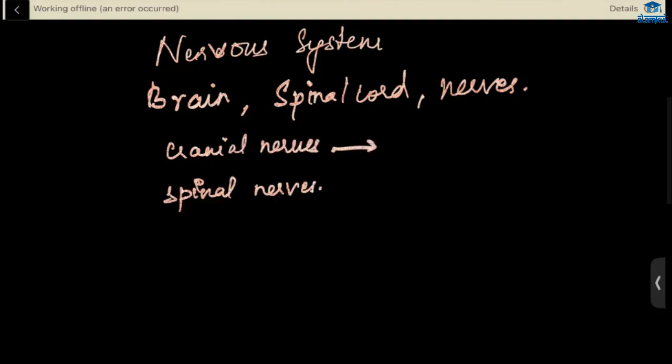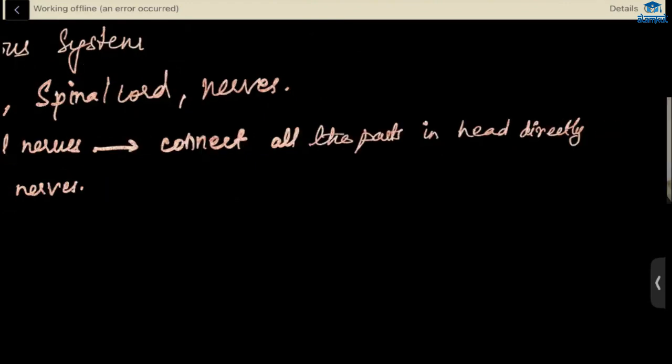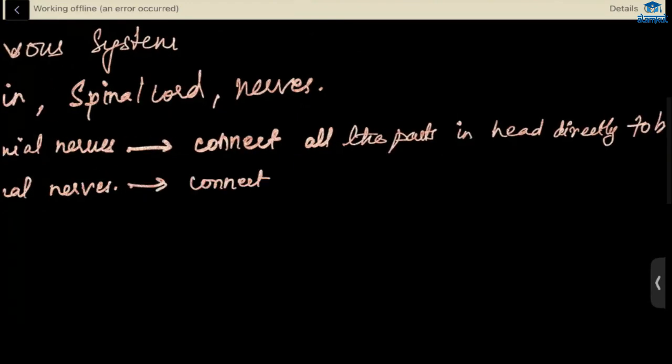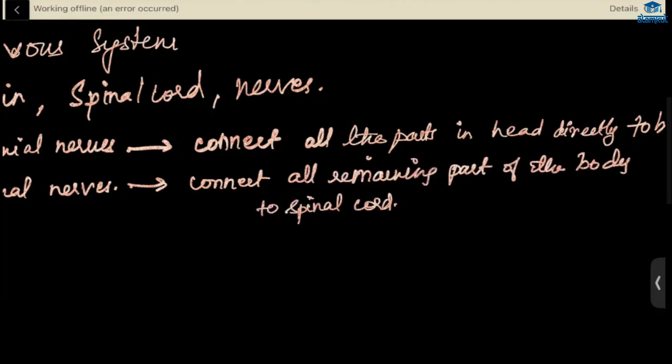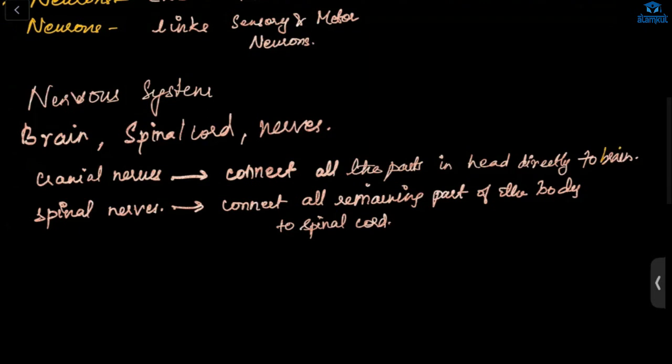Cranial nerves connect all the parts in the head directly to the brain. Spinal nerves connect all the remaining parts of the body to the spinal cord. Now, you see, the cranial nerves will connect all the parts in the head directly to the brain. Right? The brain will be connected by the cranial nerves. The spinal nerves connect the remaining body parts, like muscles, skin, shoulder, all those parts will be connected to the spinal cord.